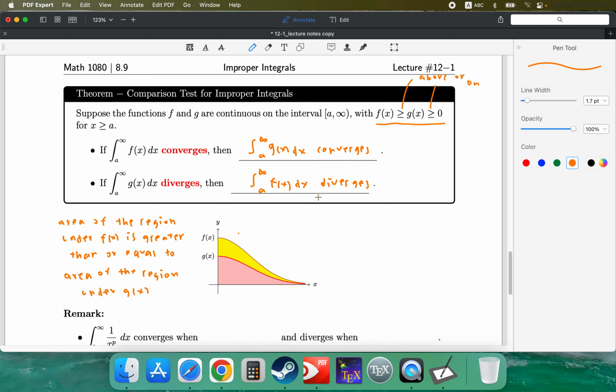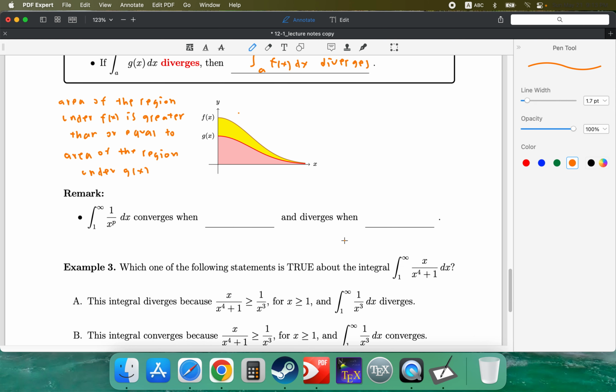Okay? So basically, why do we want to talk about comparison tests for improper integrals? Because sometimes we won't be able to evaluate the integral. Take a look at this right here, x over x to the 4th plus 1. To integrate this, it requires some technique. But let's say we change this to x to the 5th. Well, then we don't know how to integrate. Then how do we determine whether it is convergent or divergent? We have to use the comparison test.